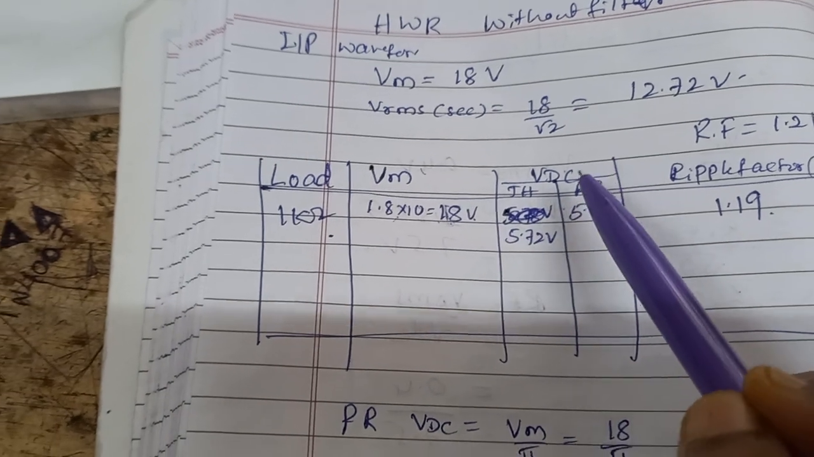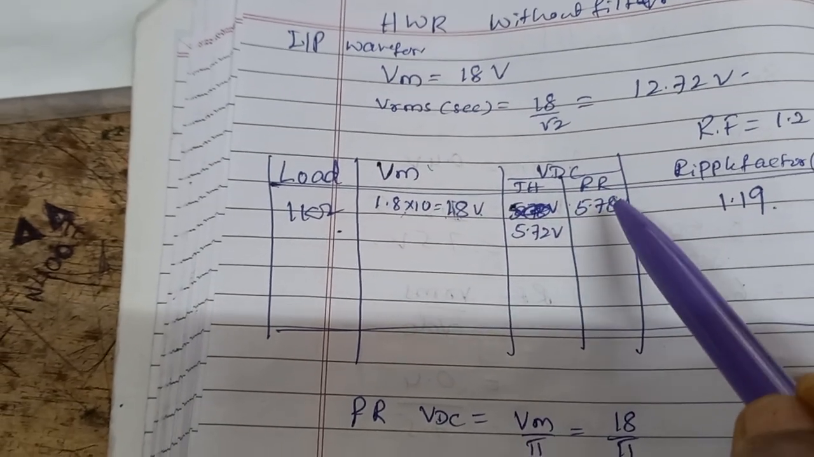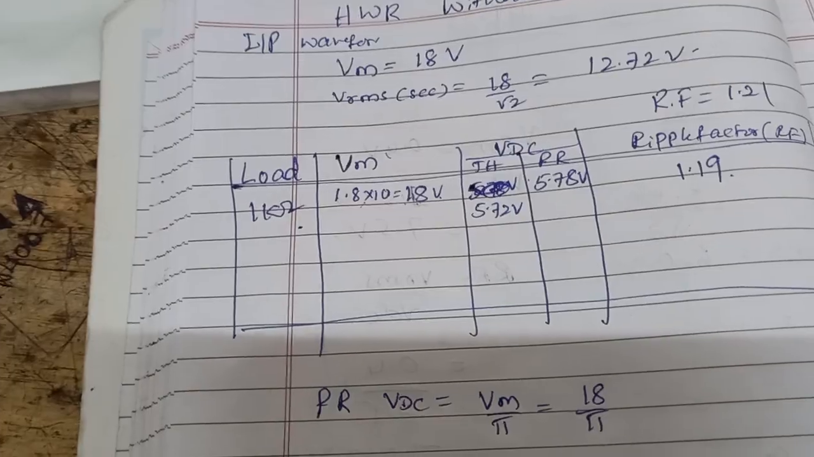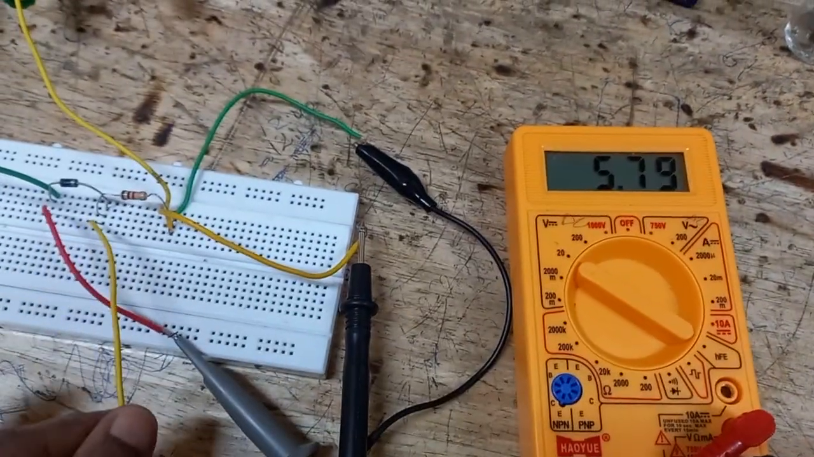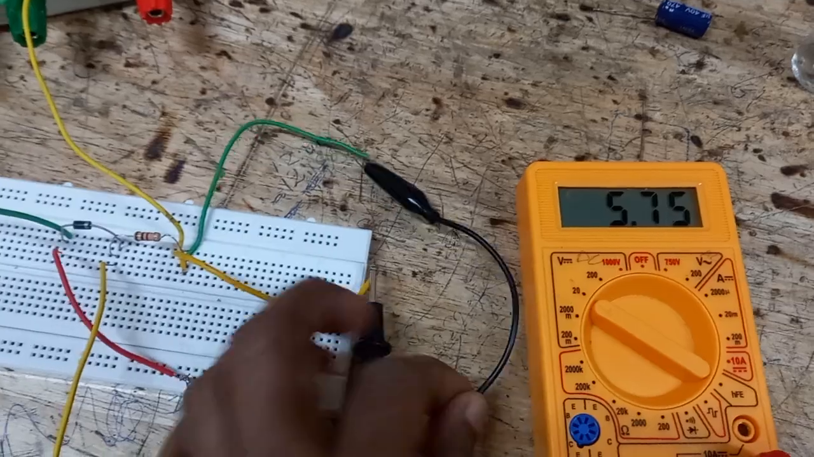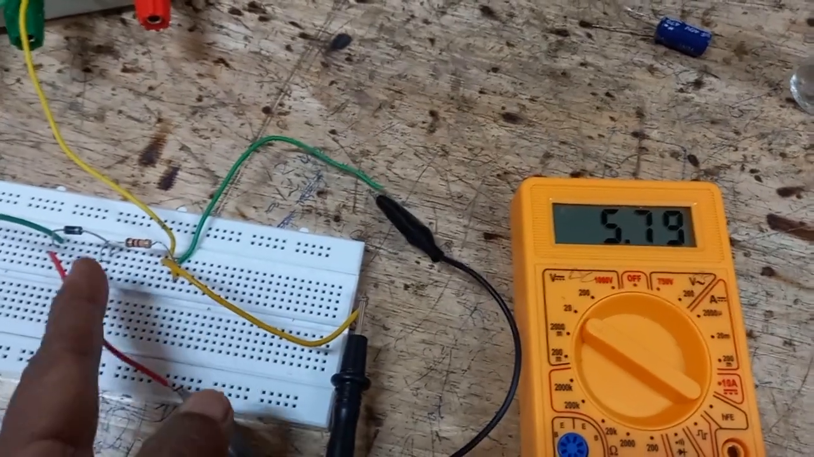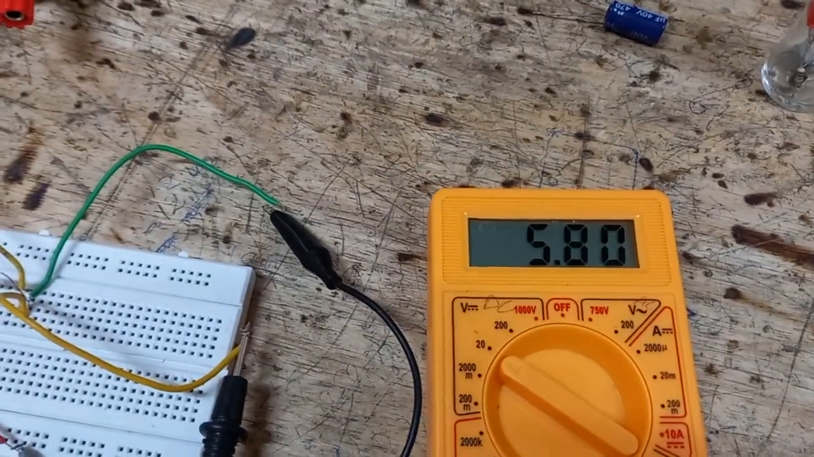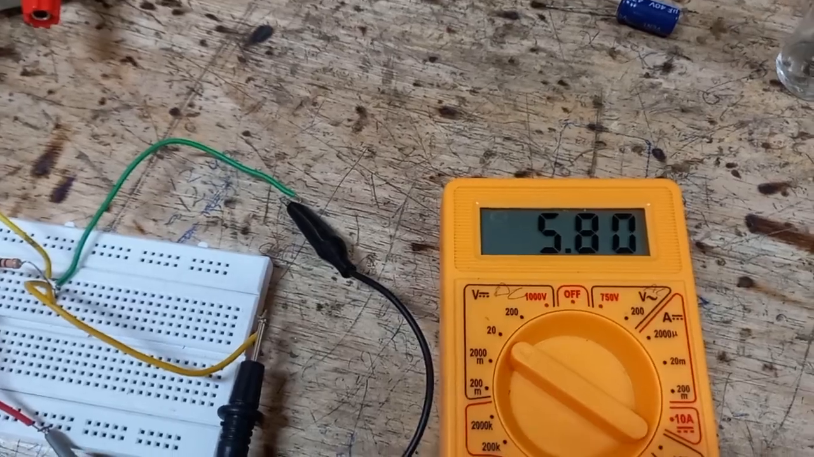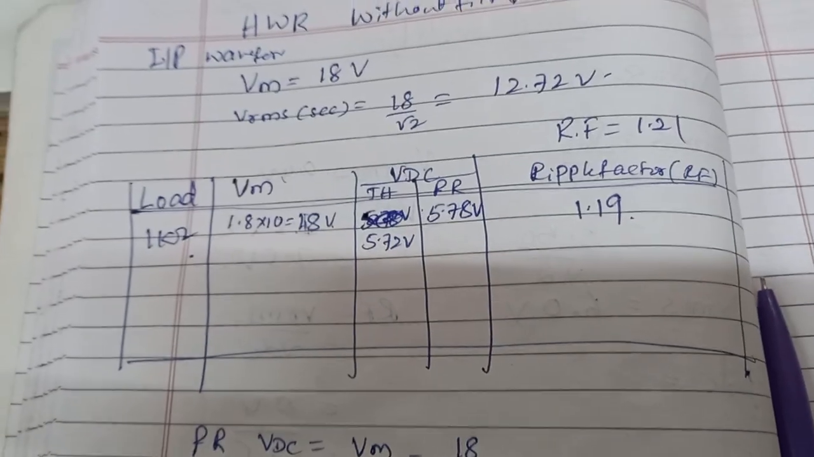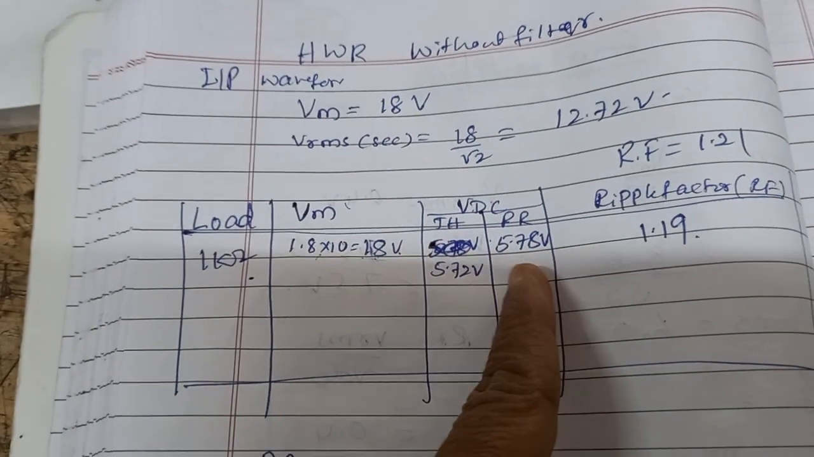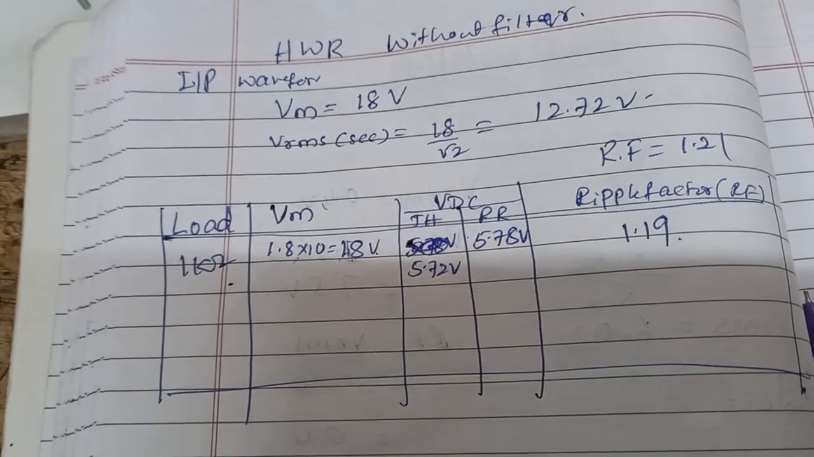Now with the help of multimeter we will measure the DC voltage across the resistor. Connect the multimeter across the resistor, positive end and negative end of multimeter across the resistor. So we are getting 5.78 DC voltage. Let us enter this into the tabular column, 5.78 volts.